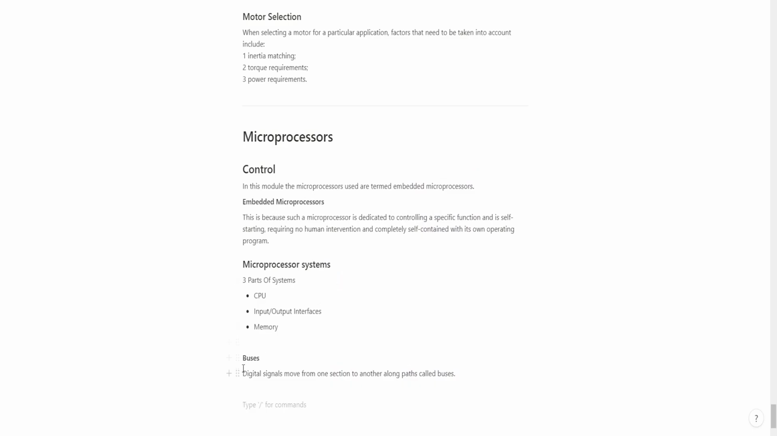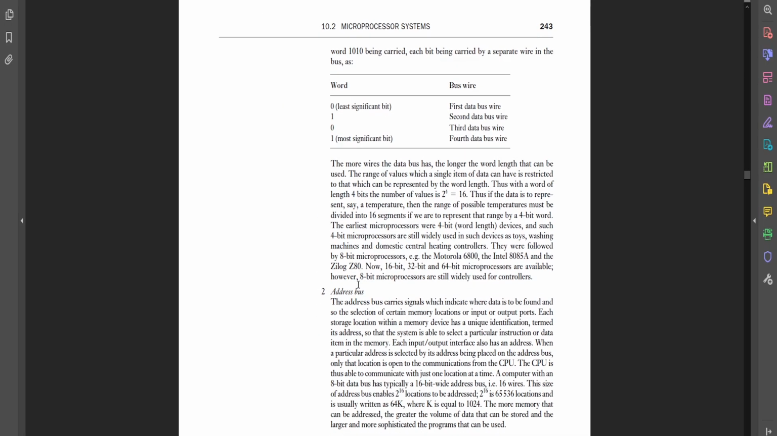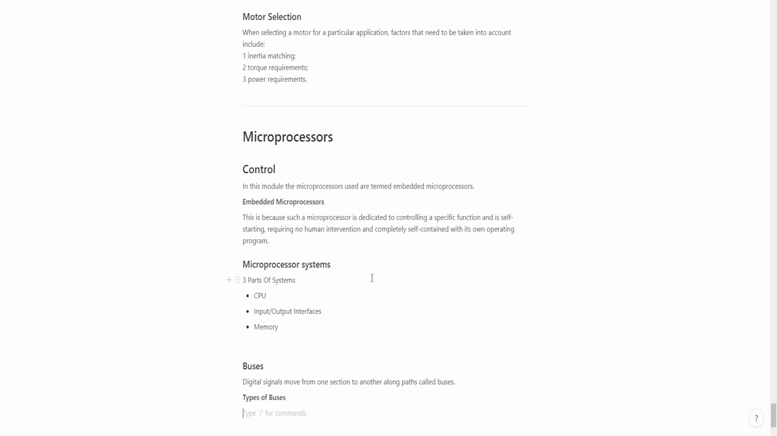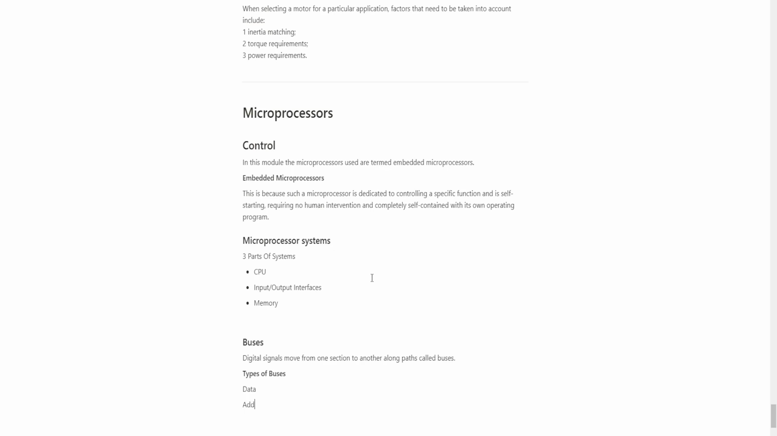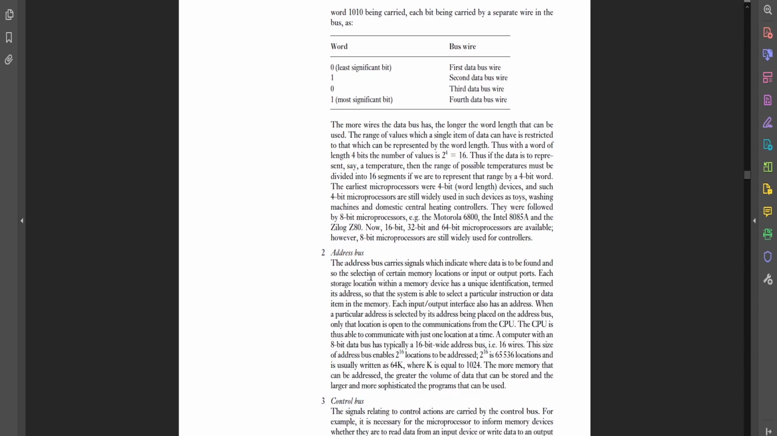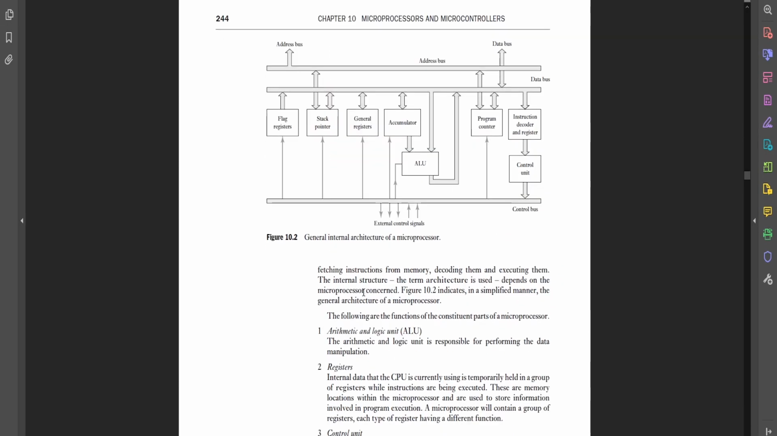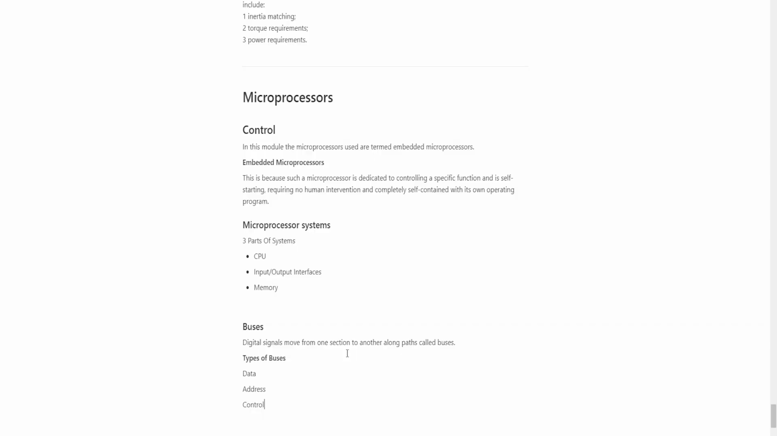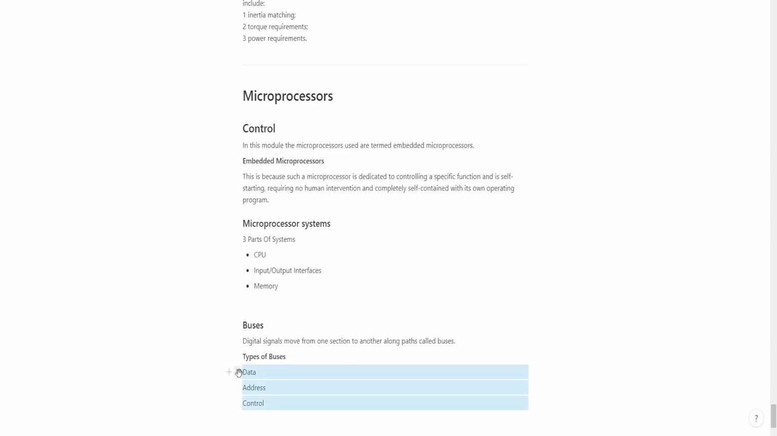Okay, so let's do this. Types of buses. And then we'll put data bus, address bus, and control bus. Data, address, what was the other one? Control. Can we turn this into a bulleted list? Yep.